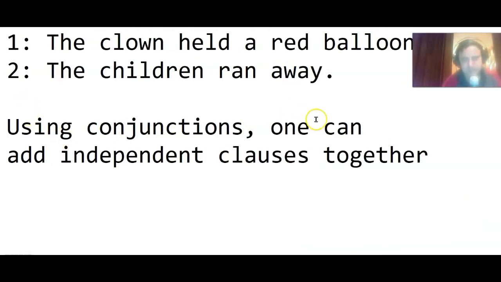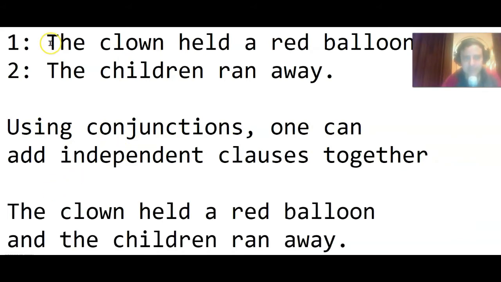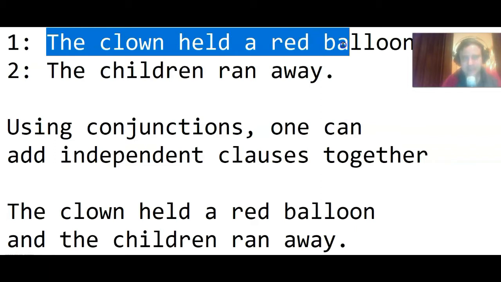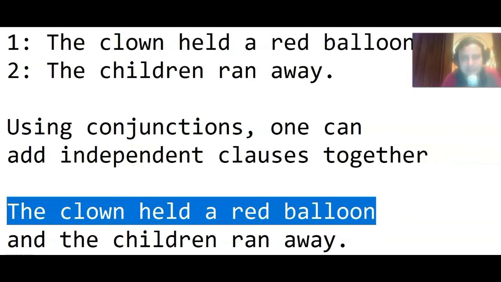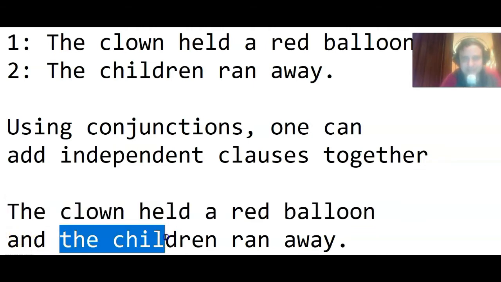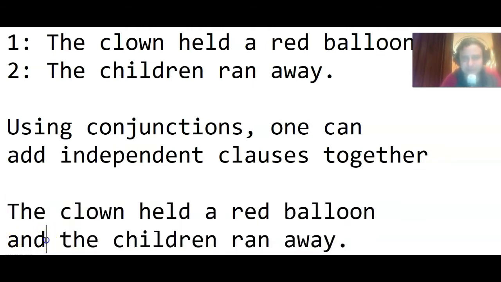Using conjunctions, one can add independent clauses together. Independent sentence: the clown held a red balloon. This sentence here is an independent clause connected to another independent clause with a conjunction.